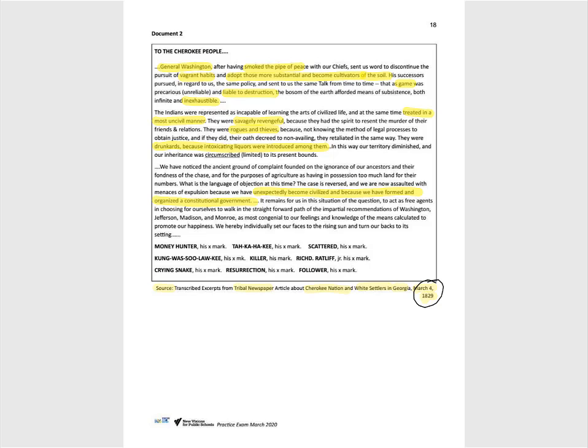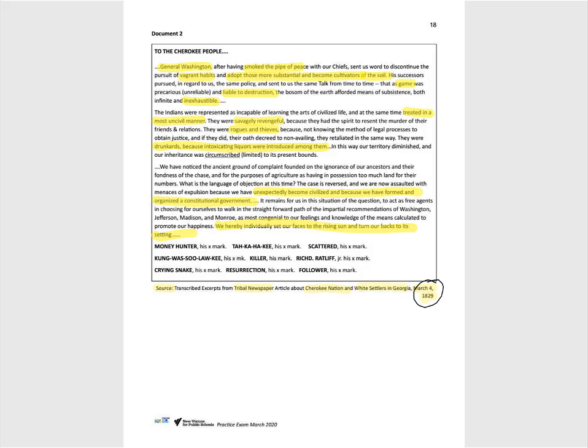We hereby individually set our faces to the rising sun and turn our backs to its setting. That's very symbolic language. They will no longer continue to head west. They want to turn around and take a stand. So what I can gather from this, personally, is, again, some language that could be taken advantage of by people like Andrew Jackson. So this is a tribal newspaper about the Cherokee Nation and white settlers in Georgia.